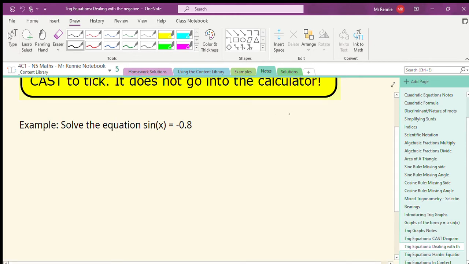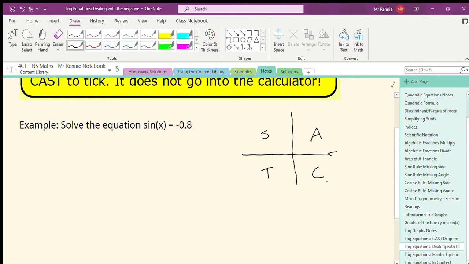So let's get my CAST diagram first. That's the first thing we do. The negative's job tells us where to expect our answer. The first quadrant, that's when all graphs are positive. Second is when sine's positive. Third is when tan's positive, and fourth is when cos is positive. So that's us labelling our CAST to start off with.